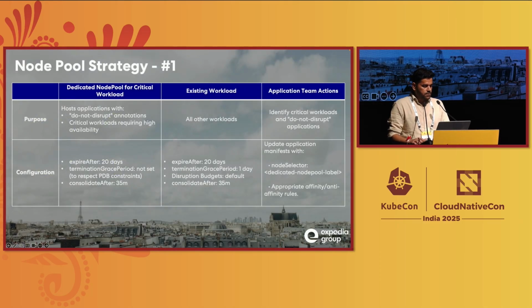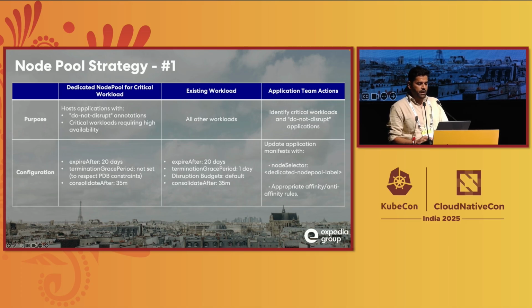So this is our first node pool strategy. We have, as mentioned here, 2 different node pools. One is the dedicated node pool for critical workloads. This node pool is designed to host applications that are highly sensitive to disruption, like those with the do-not-disrupt annotation, and that require high availability. To avoid unnecessary termination, we have set expire after to 220 days in this, so nodes are kept longer.